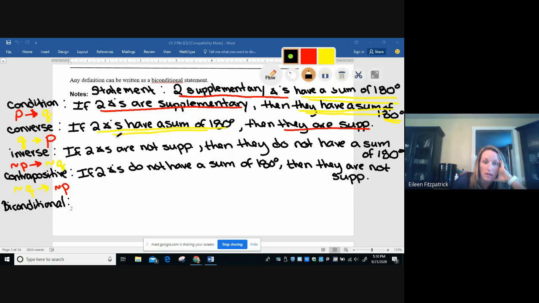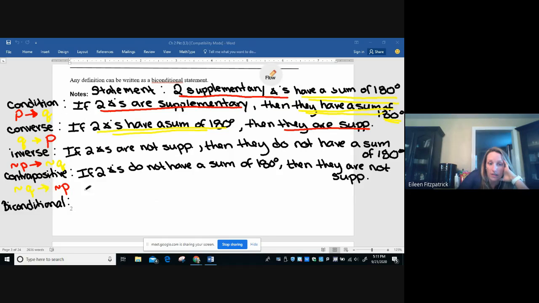Okay, so that's true. The converse says if two angles have a sum of 180, then they are supplementary. Well, that's true as well because that, again, is the definition of supplementary angles. So because both of those are true, you can then write a biconditional. To write the biconditional, just go up to the conditional, drop the if, drop the then, and put IFF between the P and the Q.